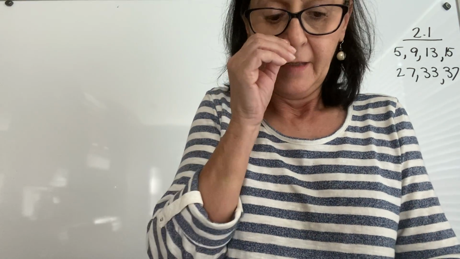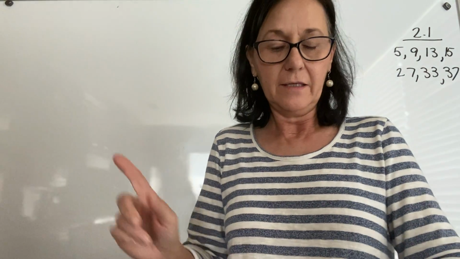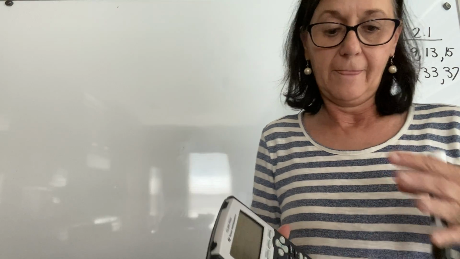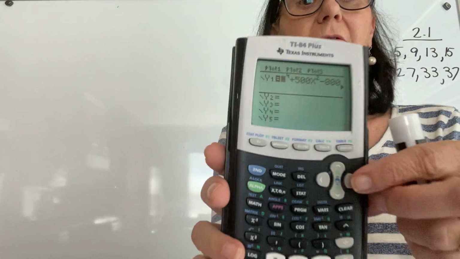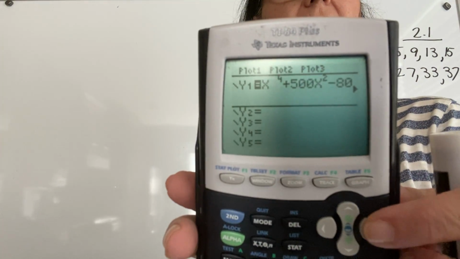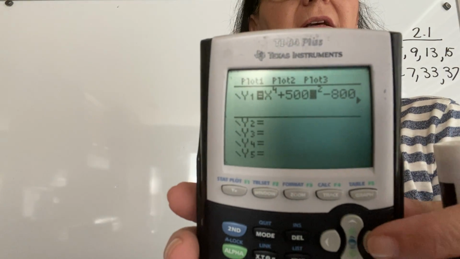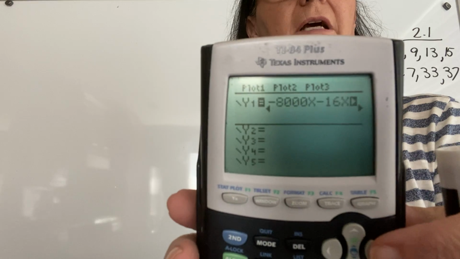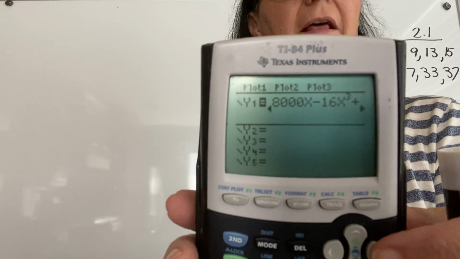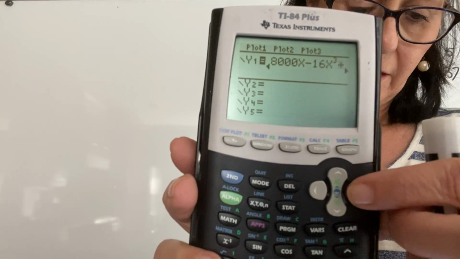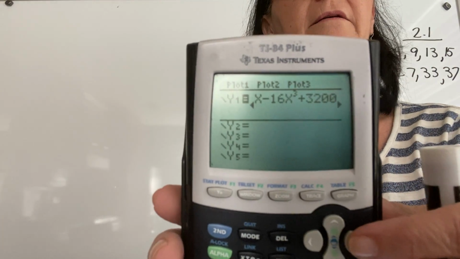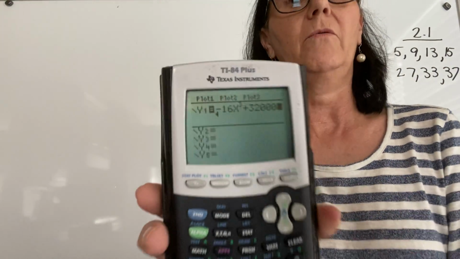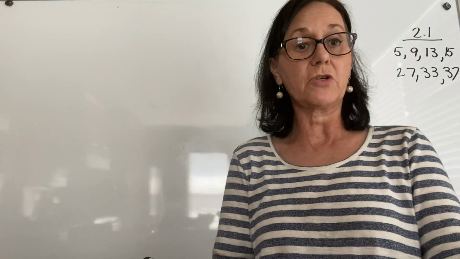All right, so I moved everything to the left-hand side. You can see, I'll just go past. See, that's everything on the right-hand side. Then I subtracted 16x cubed. Doesn't have to be in that order, actually. Then I added the 32,000, all in y sub 1. I'm going to see how many times it crosses the x-axis.